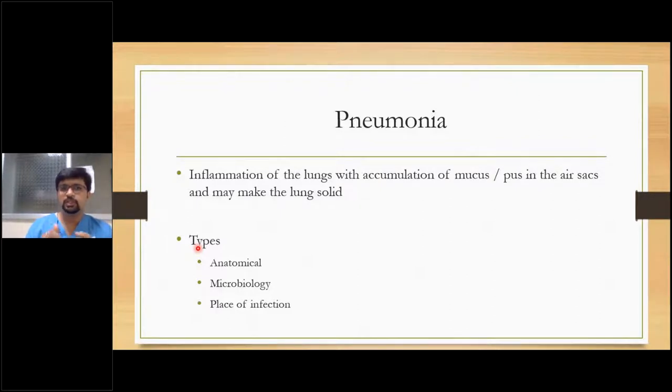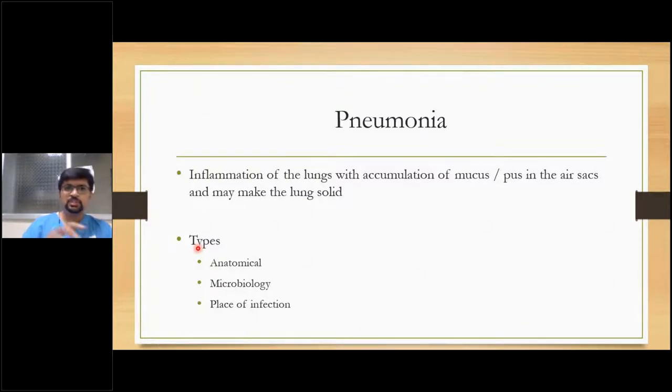Based on microbiology, pneumonia can be a bacterial pneumonia, a viral pneumonia, a fungal pneumonia, or sometimes a parasitic pneumonia. And depending upon the place of infection, you categorize pneumonia into community-acquired pneumonia, hospital-acquired pneumonia, or ventilator-acquired pneumonia. There is one more entity called healthcare-associated pneumonia.